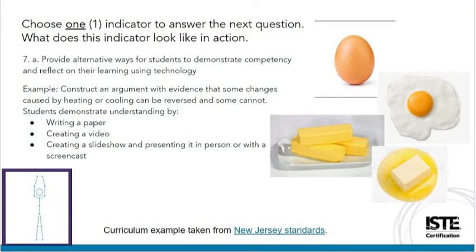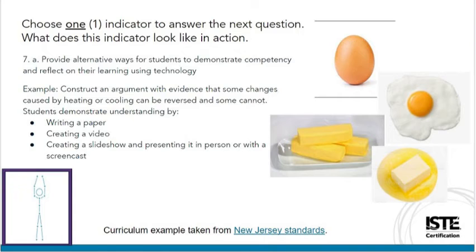One example of the Analyst standard in action is provided here. Indicator A requires educators to provide alternative ways for students to demonstrate competency and reflect on their learning using technology. Students are provided with a prompt. Construct an argument with evidence that some changes caused by heating or cooling can be reversed and some cannot. This example was borrowed from the New Jersey standards.